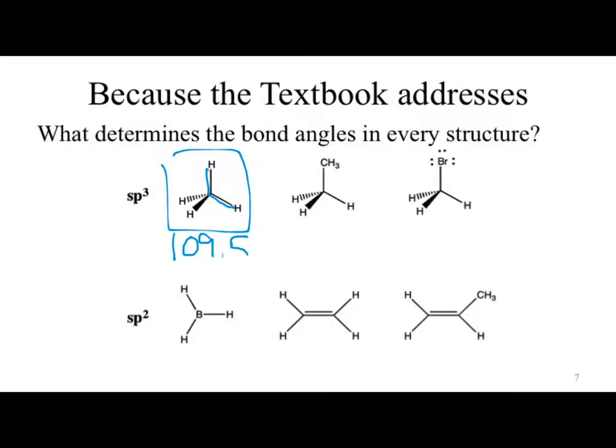It's 109.5. How do we know it's 109.5? sp3 means tetrahedral. Okay, so we're looking at 109.5 degrees. Let's move to the next case. What's the bond angle there? Let's make it easier. What's the bond angle that I expect you to tell me?